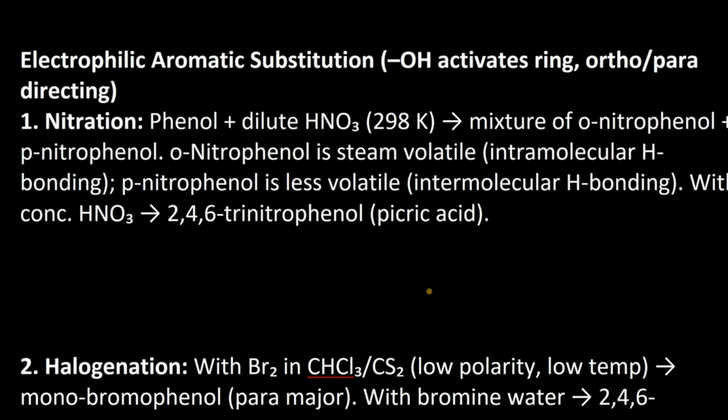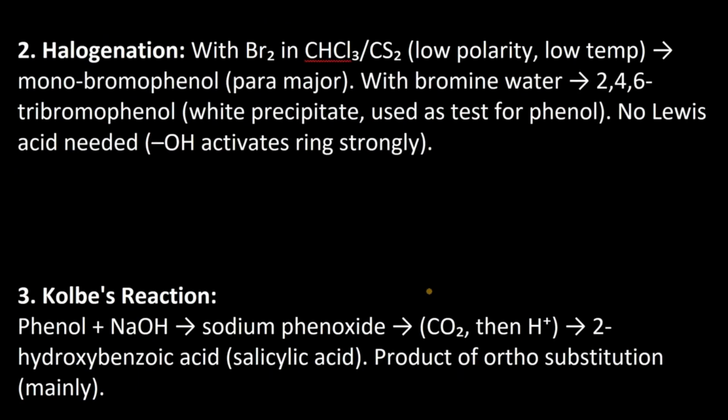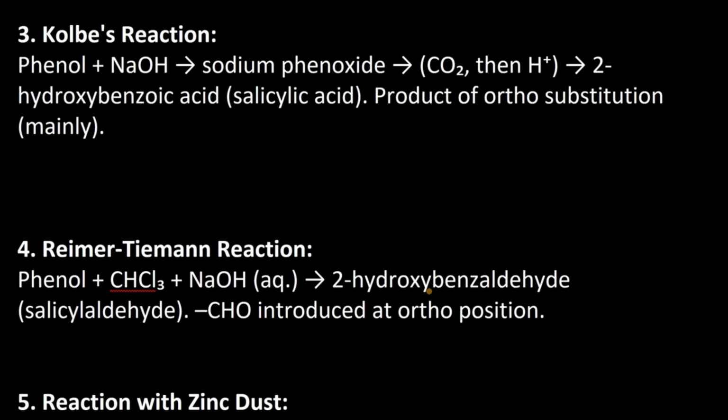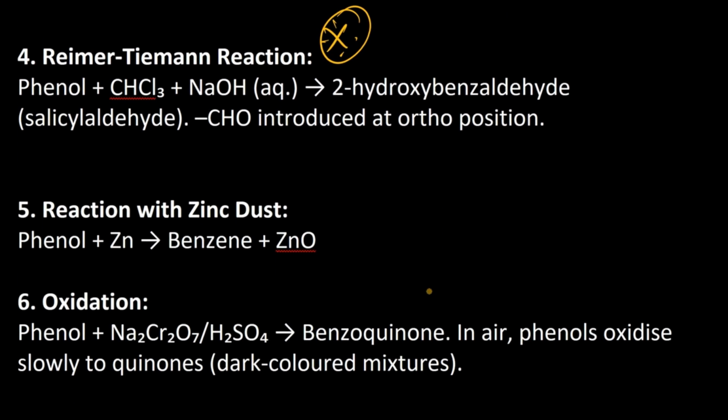Then electrophilic aromatic substitution: again an ortho para directing group, it will lead to nitration and halogenation. And the Kolbe electrolysis: phenol with NaOH forms sodium phenoxide, and then it will form 2-hydroxybenzoic acid, that is what salicylic acid is. That is basically the ortho substituted product. Why is it so? Because it can easily form hydrogen bonding.